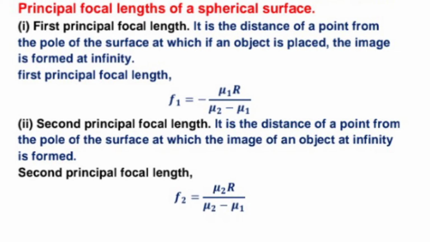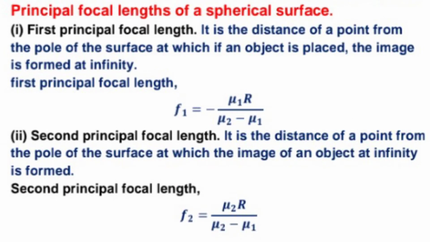Second is the second principal focal length. It is the distance of a point from the pole at which the image of an object at infinity is formed.